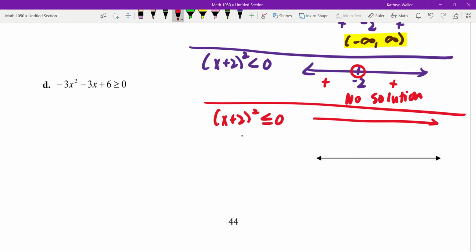Draw your number line. Go to the negative 2. I have an equal sign, so it's closed. Still going to be plus plus. What's the answer? It is negative 2. How do you think you write that in interval form? It's a little awkward. Negative 2 with a bracket, comma, negative 2 with a bracket. Awkward, but that just means x equals negative 2. So there are some funny scenarios that could happen. Just roll with it and you'll be fine.